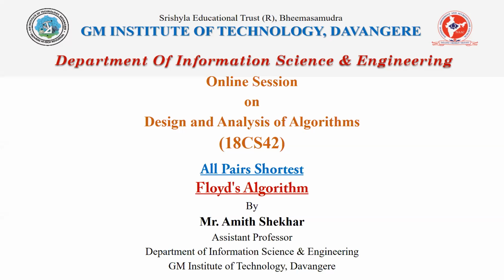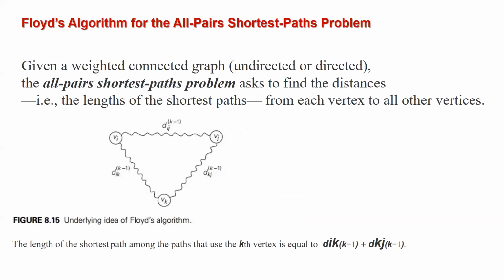In this session, we shall start the concept of Floyd's algorithm to compute the all pair shortest path. Floyd's algorithm, as I told, is considered as the all pair shortest path problem. Given a weighted and connected graph, it may be directed or undirected, it will compute the all pair shortest path. This means finding the distances, that is the length of the shortest path from each vertex to all other vertices.